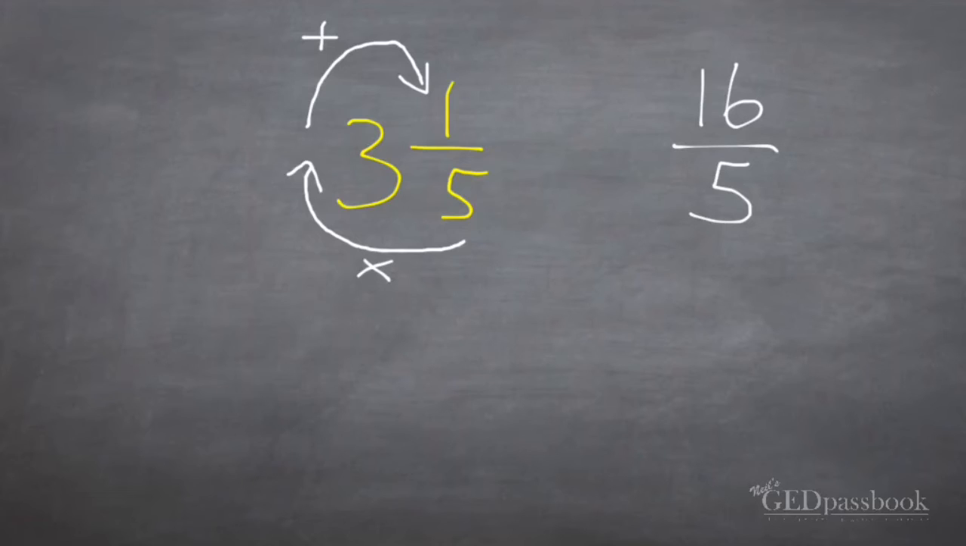All you got to think about is this half circle. You just follow the path. 5 times 3, then 3 plus 1. Pretty cool, huh? That's how you convert from improper to mixed and mixed to improper.